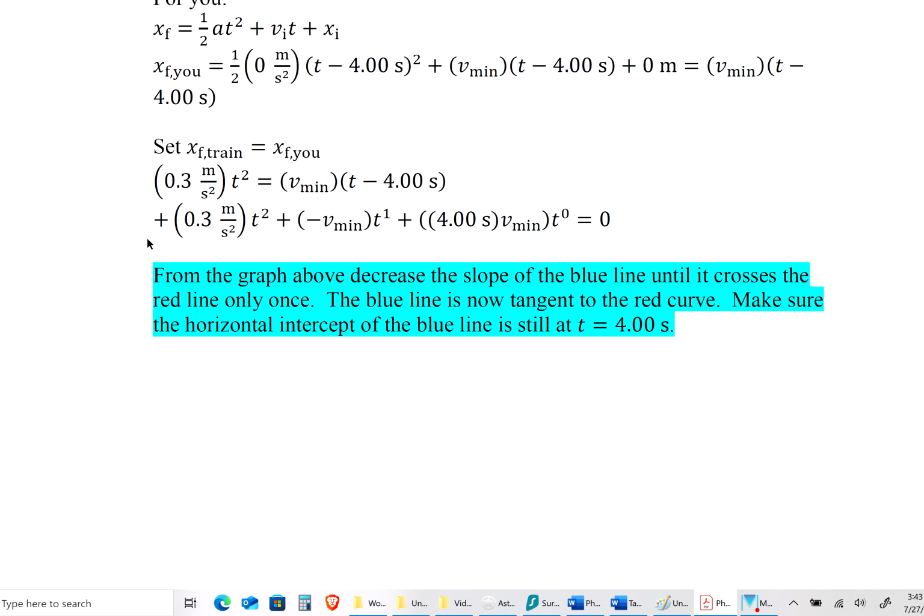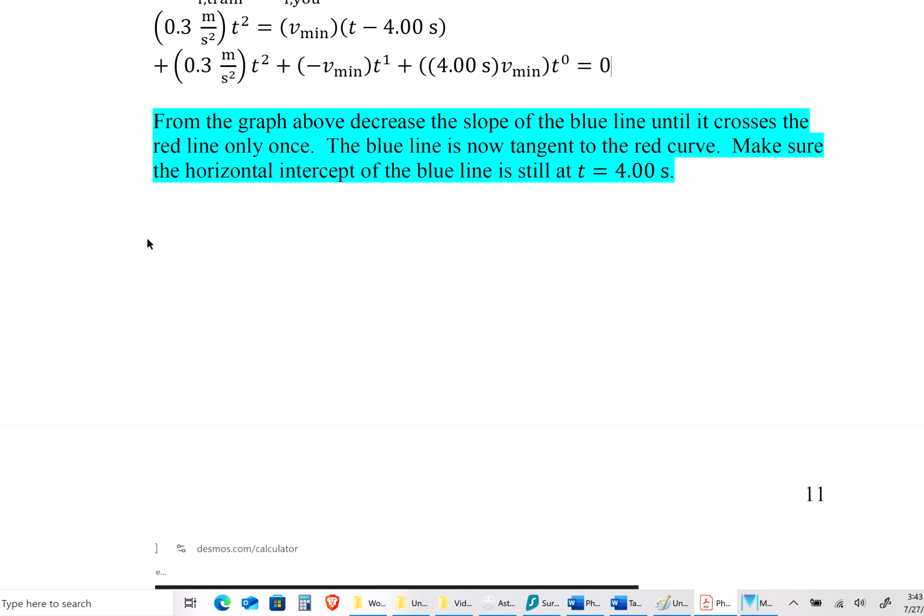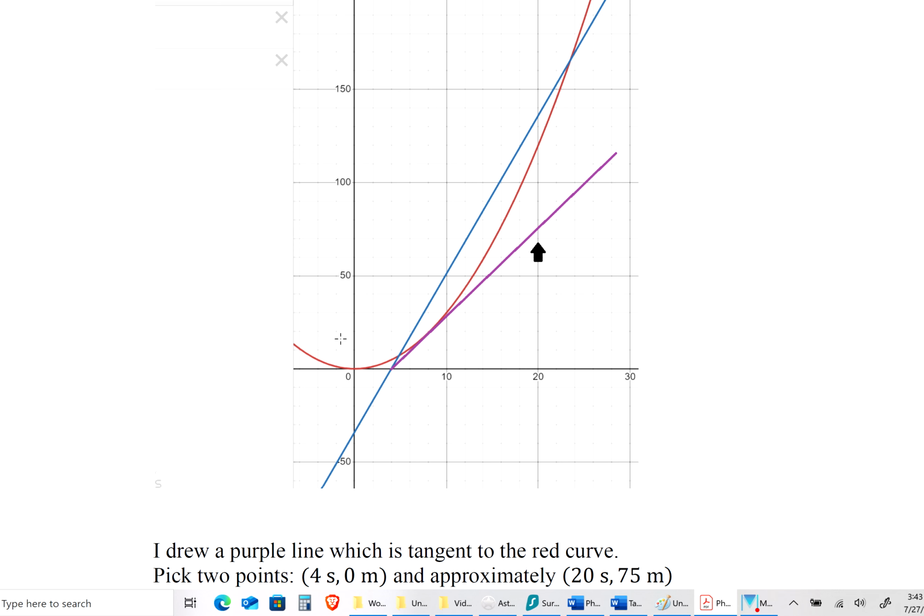So from the graph above, decrease the slope of the blue line until it crosses the red line only once. The blue line is now tangent to the red curve. Make sure the horizontal intercept of the blue line is still at time t equals 4 seconds. So I made another line, it's purple. Since the slope is constant, that means the velocity is constant. It crosses the red curve only once. The red curve is the displacement of the train.